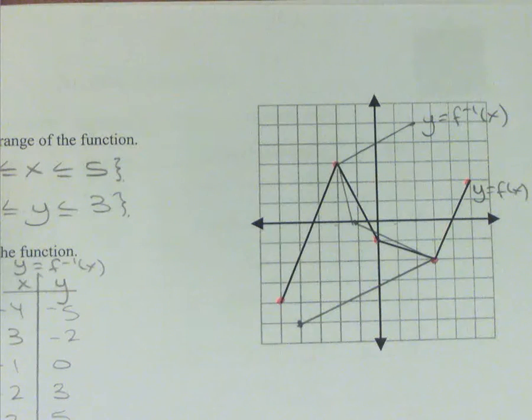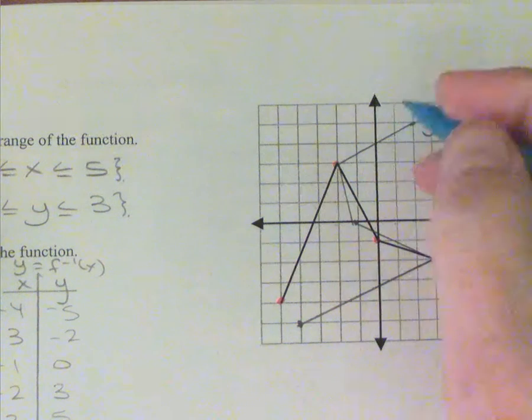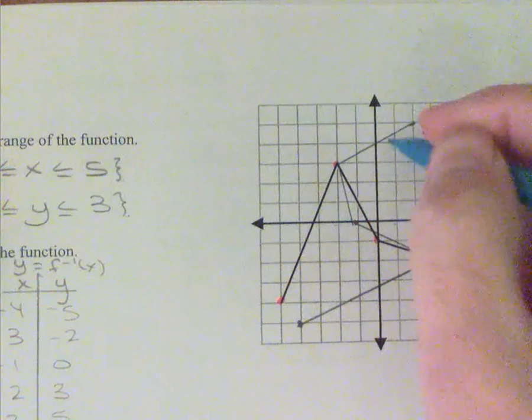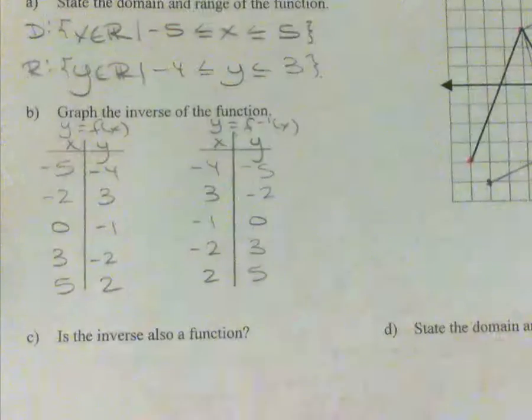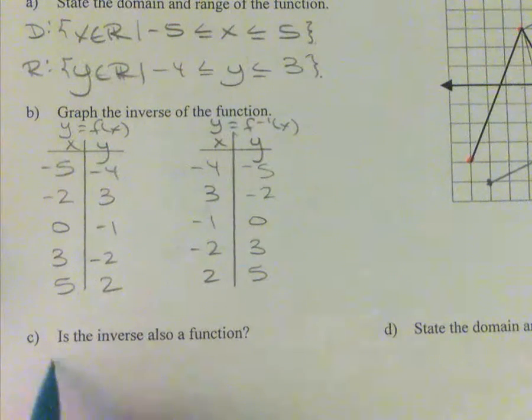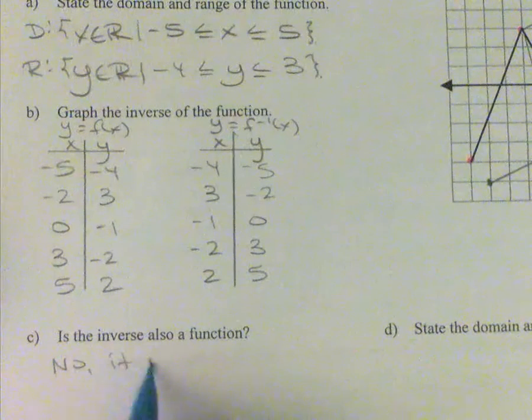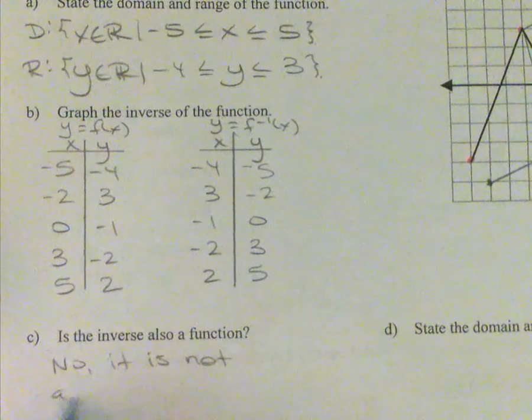Okay, so it wants to know if the inverse is a function. It is not, because if I do my vertical line test, it goes through the graph twice. So is the inverse also a function? No, it is not a function.